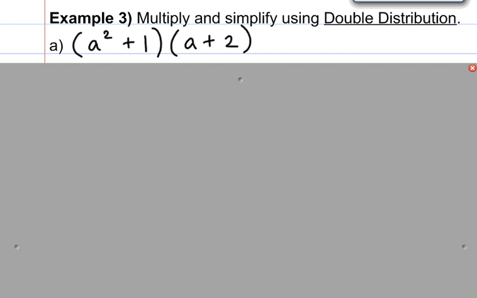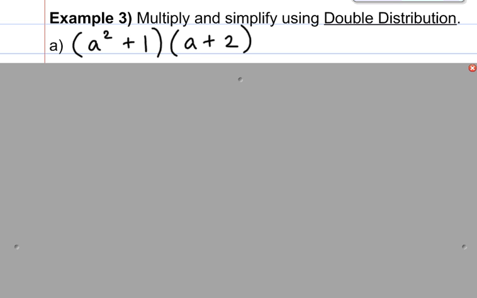Okay, so we're going to make this a little bit more challenging. For example 3, I'm going to introduce a new type of distribution to you, which I like to call double distribution. As you can see in example 3, the difference is I now have 2 sets of parentheses instead of just the 1. So I'm going to have to double distribute, because if you think of this a squared plus 1 as being in front of a plus 2, then that gets distributed to everything inside.